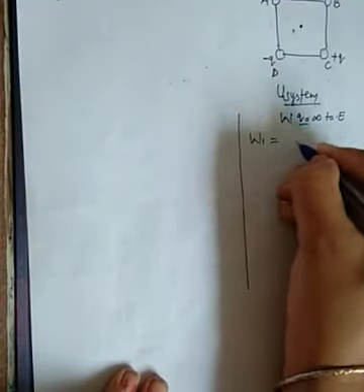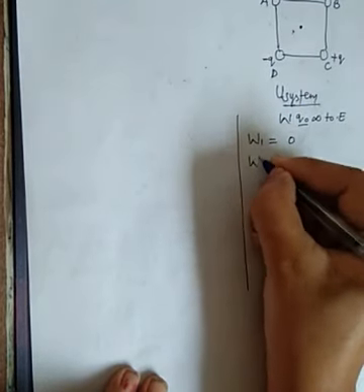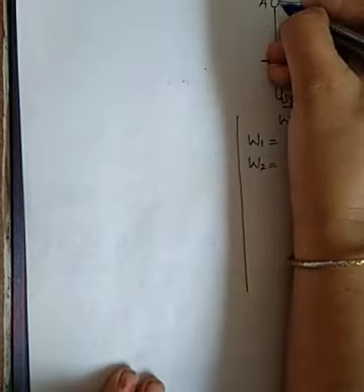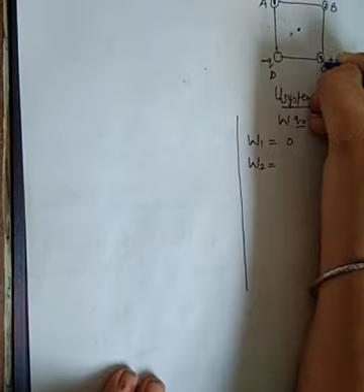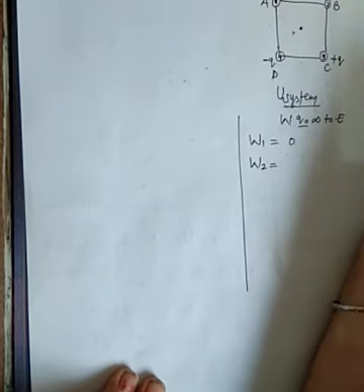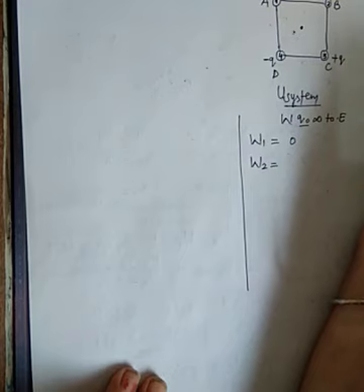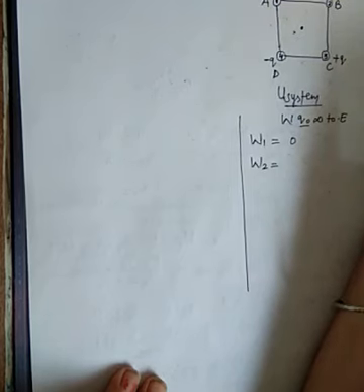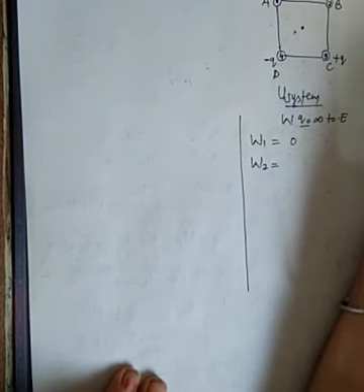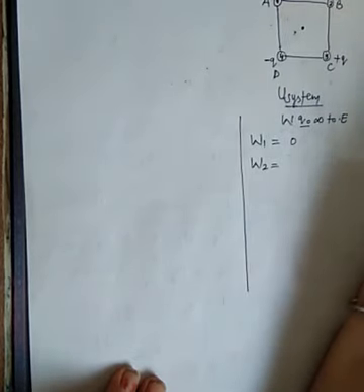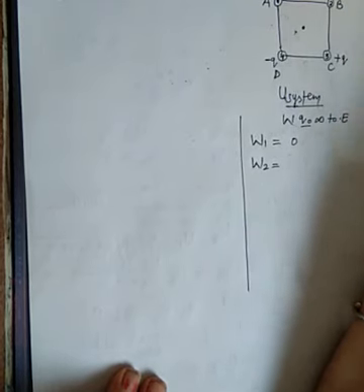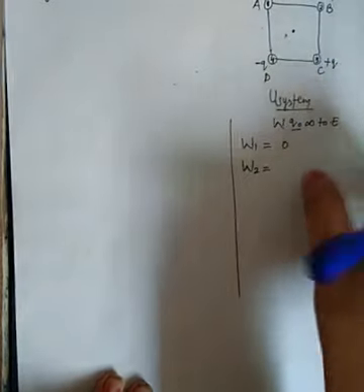Work done to bring the first charge is 0. Work done to bring the second charge: let the first charge be this one. You can consider any one. Any charge can be brought first and any other later. No effect on the result, because potential energy depends on the present situation. It means where the charges are at present being assembled, not on which one is brought first or later, not on the type of path, whether it was smooth or rough, as we study in friction. It is path independent.